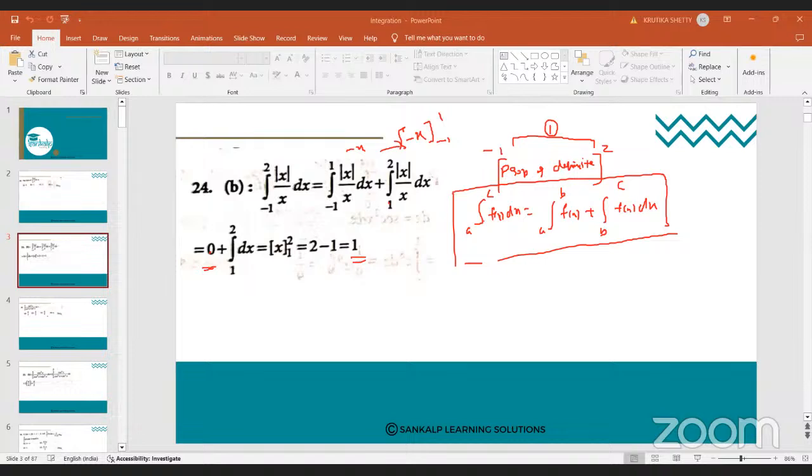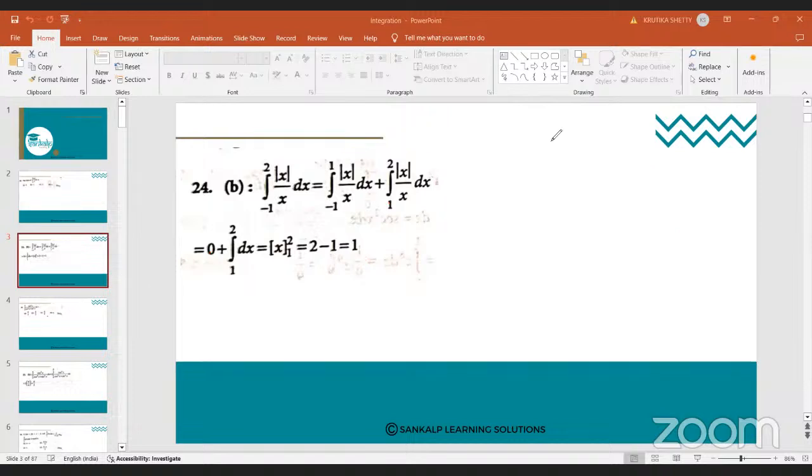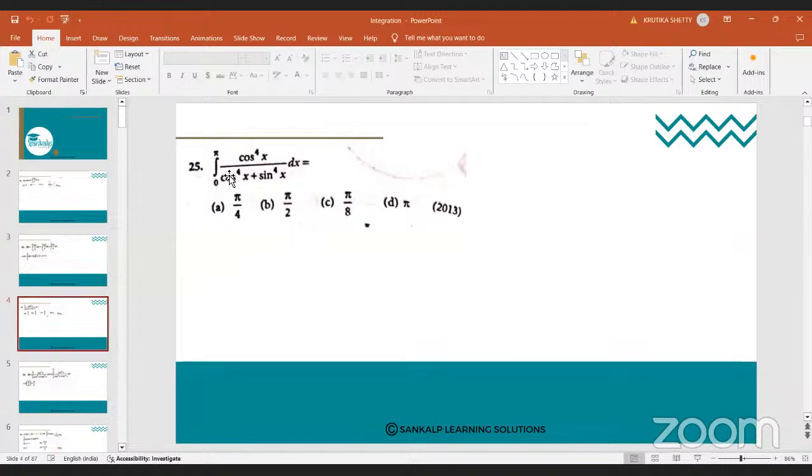Next, question number 2. The integral from 0 to pi of cos 4x upon cos 4x plus sin 4x dx is equal to. Again, this question has also occurred from the properties of integration and definite integration.